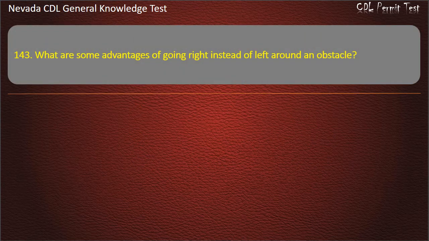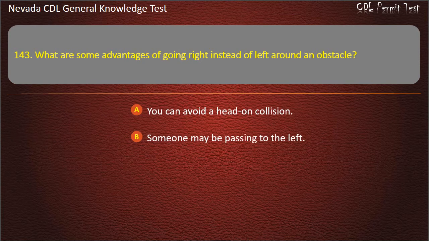Question 143. What are some advantages of going right instead of left around an obstacle? You can avoid a head-on collision. Someone may be passing to the left. Both answers are correct. Answer. Both answers are correct.